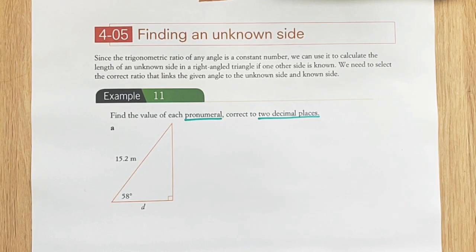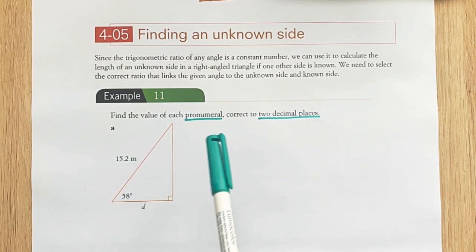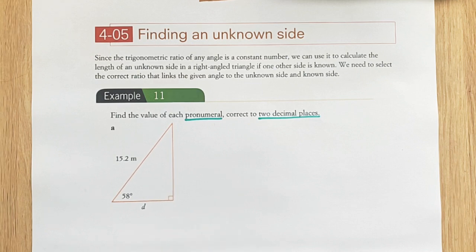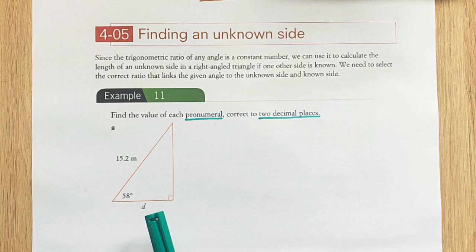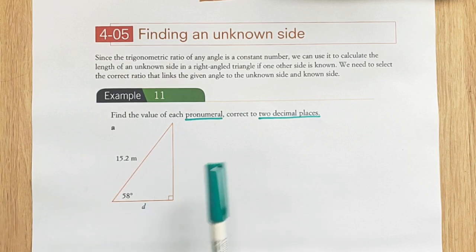Hello Year 9, in this video we will learn how to find an unknown side of a right angle triangle using a trigonometric ratio. Okay, so for example 11, we want to find the value of each pronumeral. Remember, a pronumeral is a letter that represents a value. Here in our diagram, the letter that represents a value is D. We want to find the value of D correct to 2 decimal places.